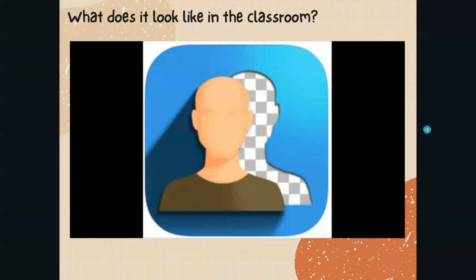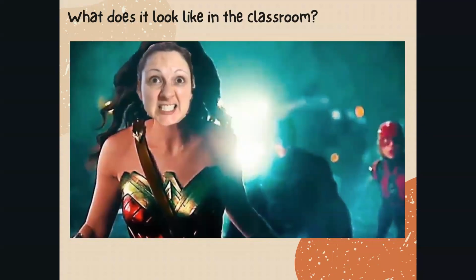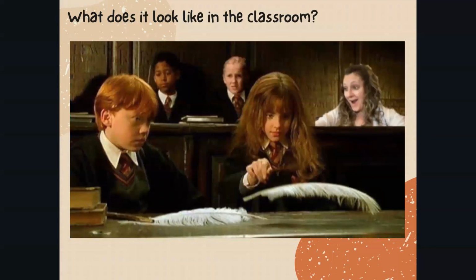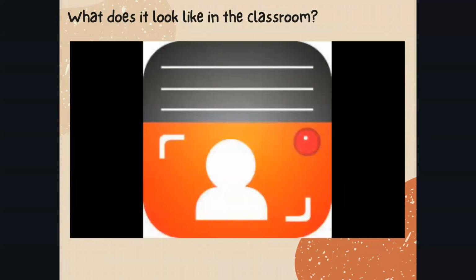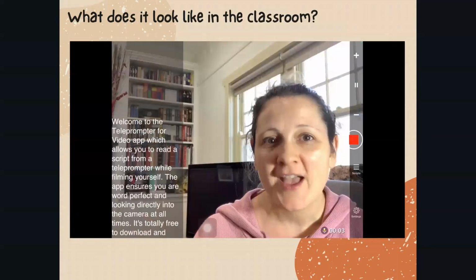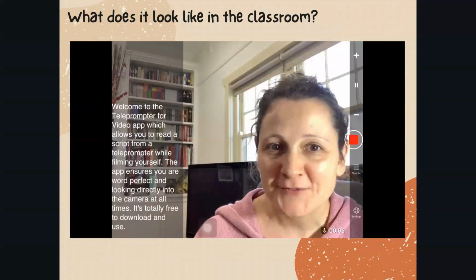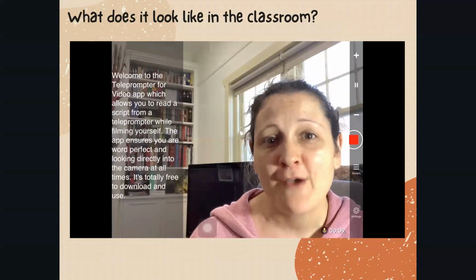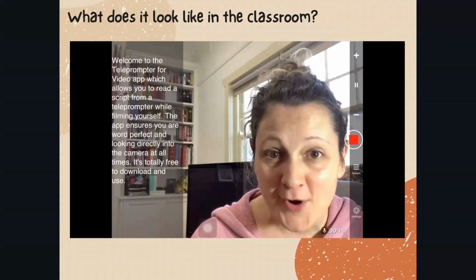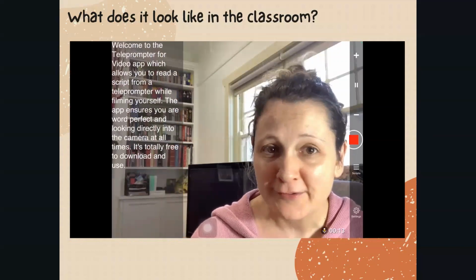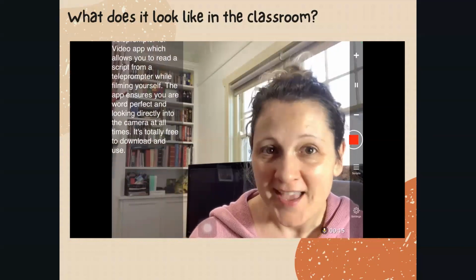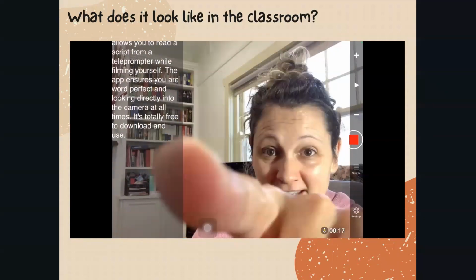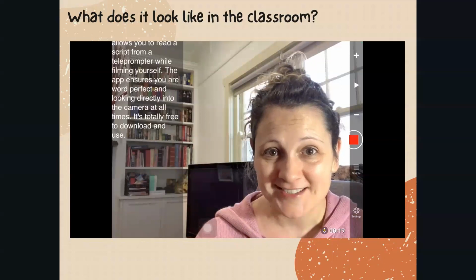Overlay is a great app where you can transpose your photo into other photos, great for literacy writing tasks. Teleprompter is an awesome app which allows students to upload the script that they're trying to read while they are filming themselves. So it allows their eyesight to be in line with the camera and just makes for a much more professional video, and really good for those kids who have trouble always looking down.